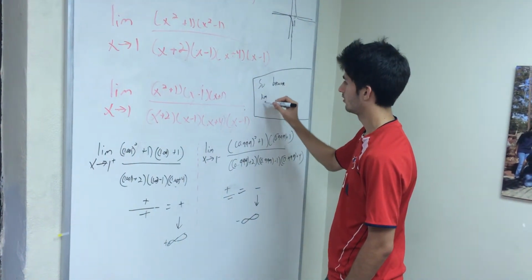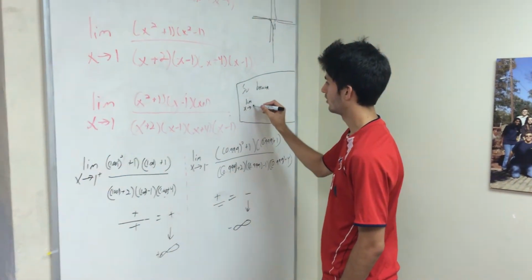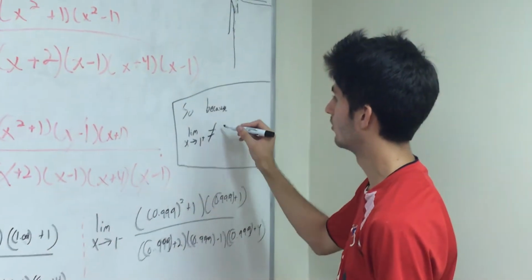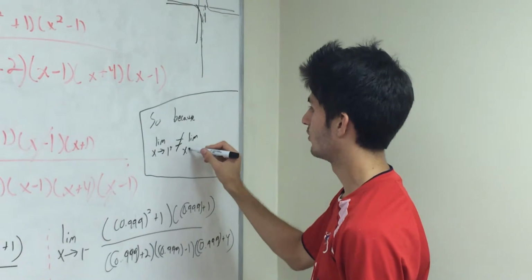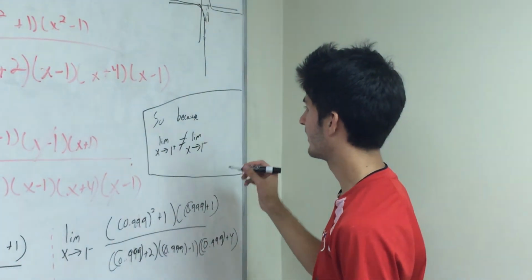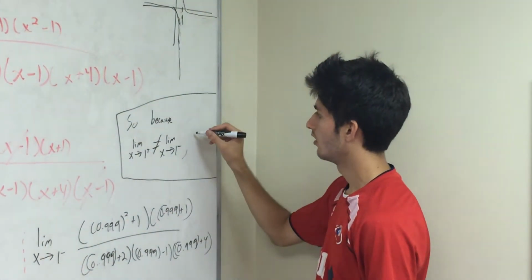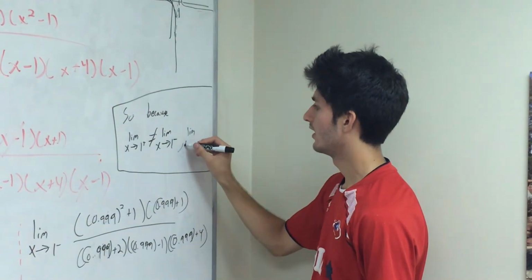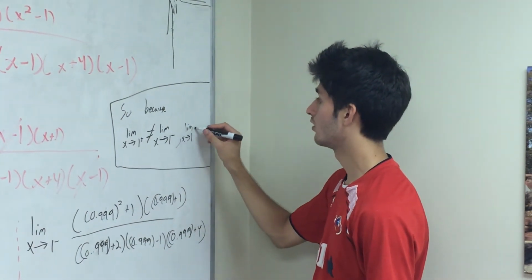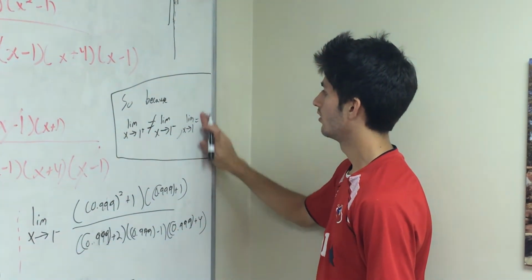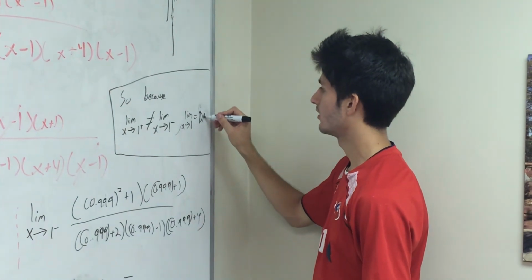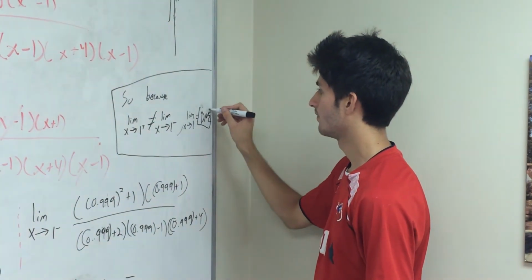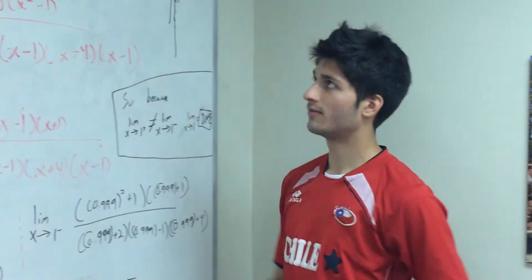And so, because the limit as x approaches 1 from the positive side does not equal the limit as x approaches 1 from the negative side, the limit as x approaches 1 overall does not exist, or DNE. Alright, and that's how you solve an equation like that.